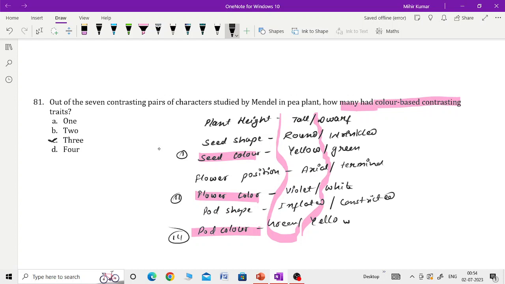In case of the seed color, yellow is the dominant. In the flower color, violet is the dominant and in the pod color, green is the dominant. But in the case of the seed color, green is the recessive, and the pod, green is the dominant. So just remember these things.